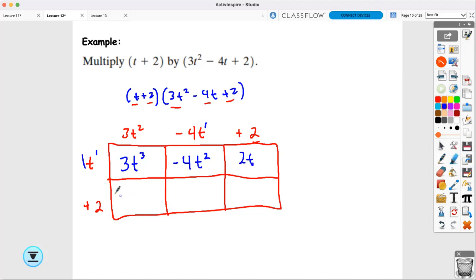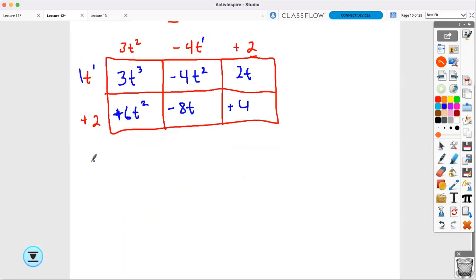Now we're gonna fill out the second row. 2 times 3t squared is pretty much 6t squared, because 2 times 3 is 6. 2 times -4t is -8t. 2 times +2, remember, we're multiplying, is a +4. And now that we have it all multiplied out, we write equals, and then we bring down everything else.